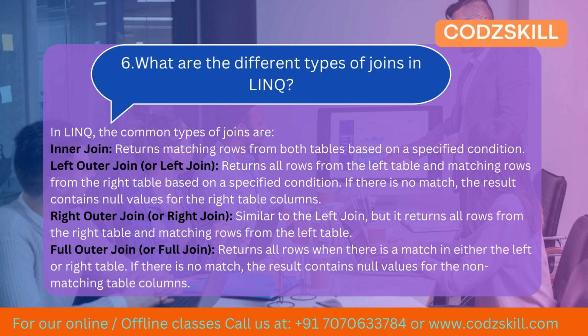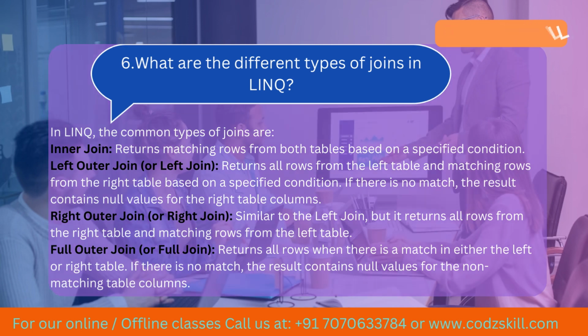Right outer join, or right join, is similar to the left join, but it returns all rows from the right table and matching rows from the left table. Full outer join, or full join, returns all rows when there is a match in either the left or right table. If there is no match, the result contains null values for the non-matching table columns.